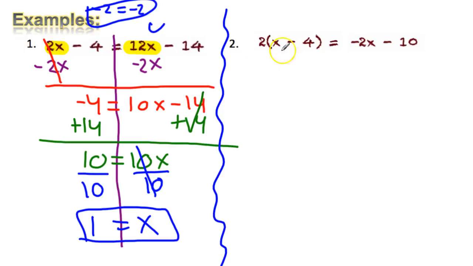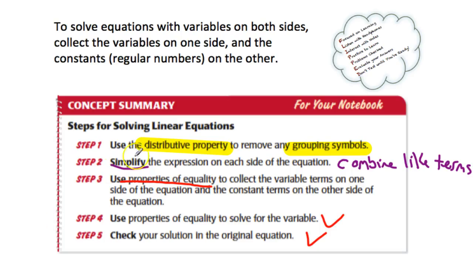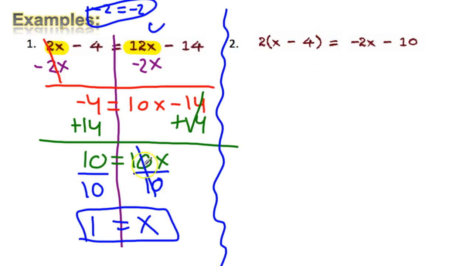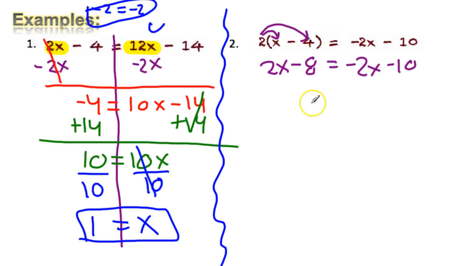So the first step, if I go back, it says use the distributive property to remove any grouping symbols. Let me do that. So over here I have parentheses, so I'll do 2 times x. That's 2x. And then 2 times minus 4. So remember it's a negative here, so that's minus 2 times 4 is 8. And this equals minus 2x minus 10.